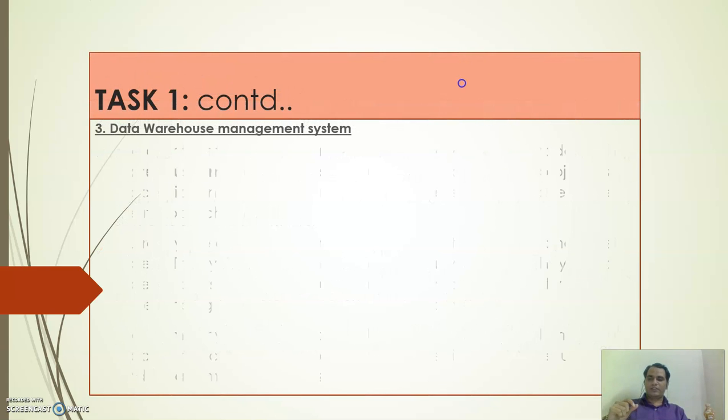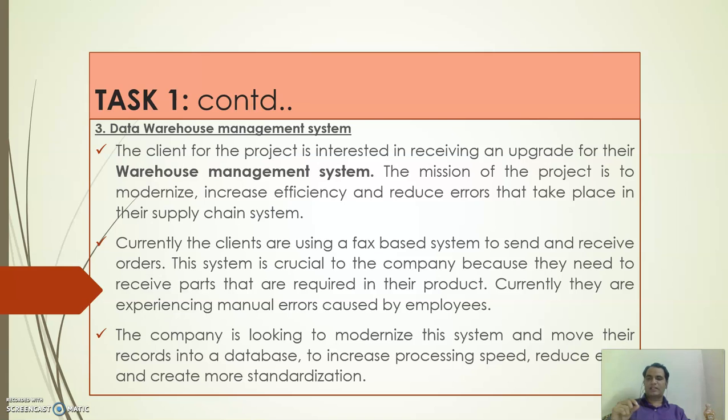For the data warehouse management system, the client for the object is interested in receiving an upgrade for their warehouse management system. This is the situation. The mission of the project is to modernize, increase efficiency and reduce errors that take place in their supply chain system. It is a very big warehouse, and we need to maintain it. So the supply chain management system needs to be properly handled, and for that we need to find a solution.